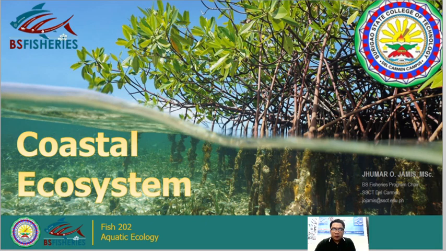Now, today we will be going down to the lower altitude type of ecosystem, which is the coastal ecosystem. Here in this module, we will be identifying or differentiating what is coastal ecosystem versus the ocean environment, and also we will be discussing or determining the different types of estuaries or estuarine environments, and how these estuaries were originally formed.